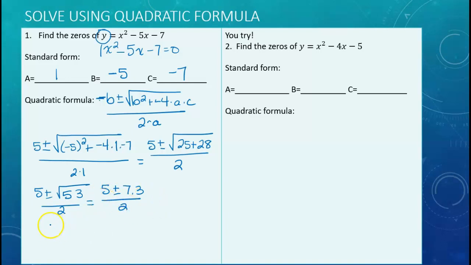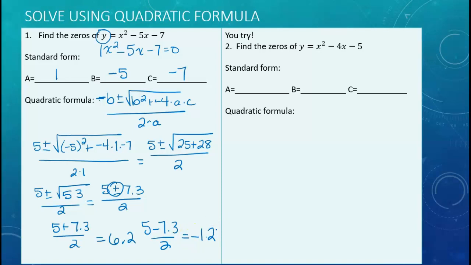I still don't know how to put this into a graph, so I want to now split this up into 2 based on that. That's telling me that I have both a plus problem and a minus problem to solve. So we do 5 plus 7.3, hit enter and divide by 2, and we get 6.15, which rounds to 6.2. For this one, we have 5 minus 7.3, hit enter, and then divide by 2. We get negative 1.15, which rounds to negative 1.2.